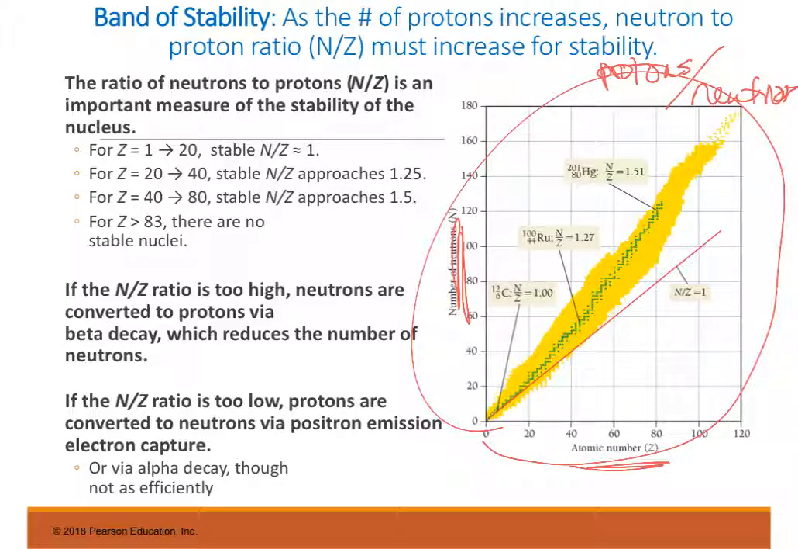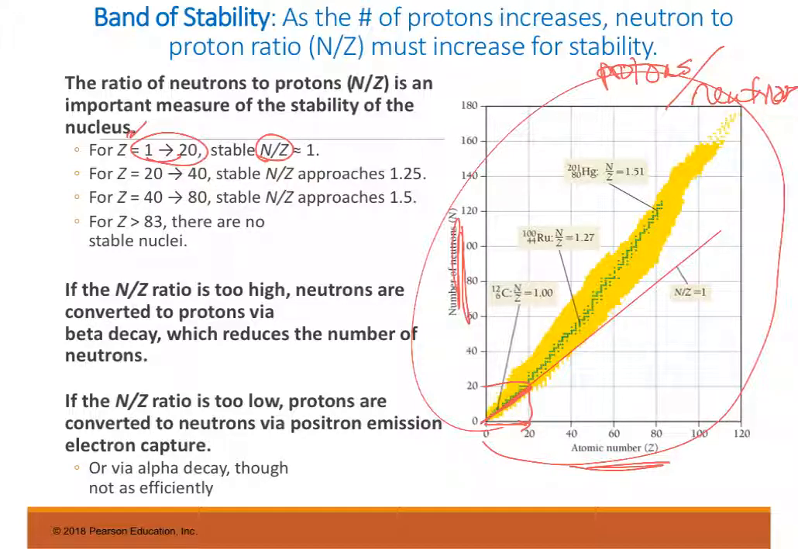Okay, and so for elements 1 through 20, remember Z is the atomic number. For elements 1 through 20, the small elements, a stable nucleus is when the proton to neutron ratio is simply 1. So that's down here up to element 20. It's just a 1-to-1 ratio, okay?